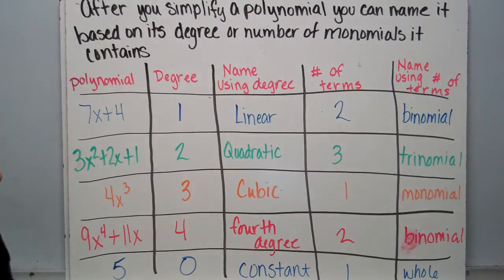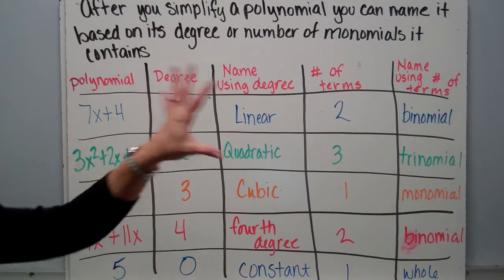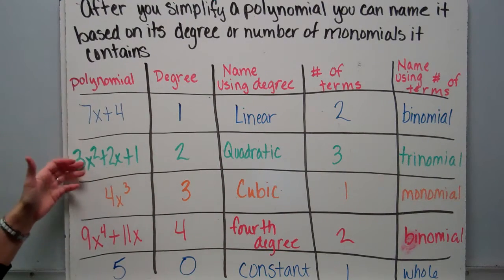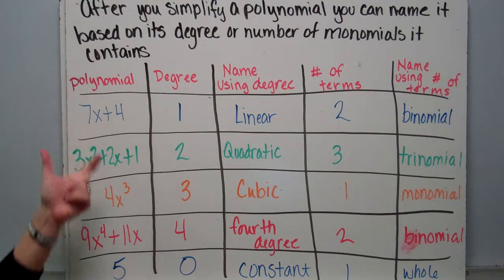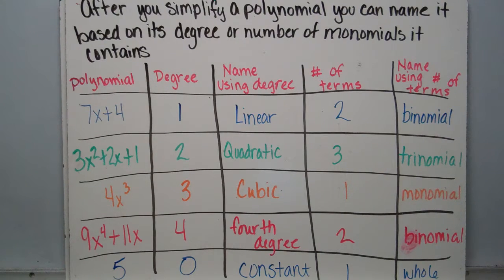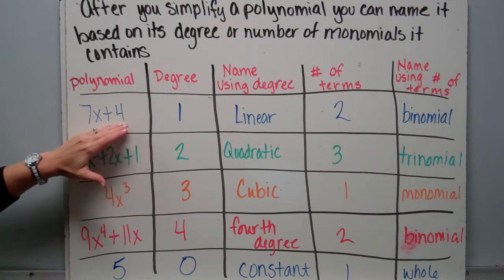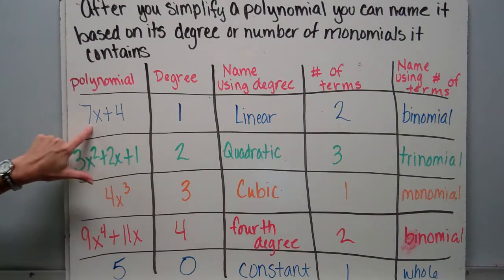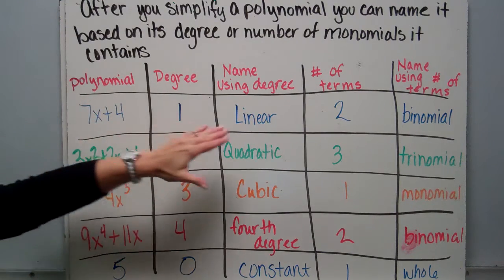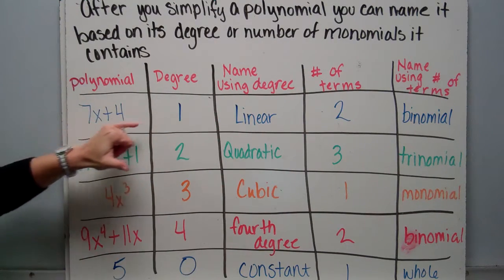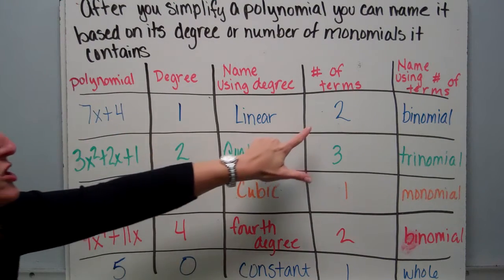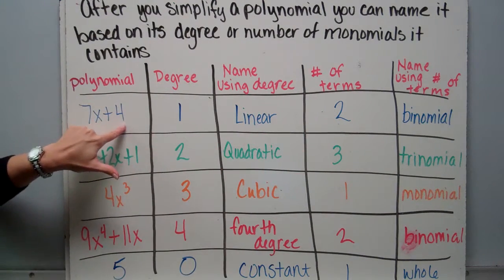After you simplify a polynomial, you can name it based on its degree or number of monomials that it contains. So I have this large chart here. Here I have some polynomials. Notice they are all written with decreasing degrees. So here I have 7x plus 4, which has a degree of 1 because of the understood 1. This is linear. Hopefully you recognize this is in slope-intercept form. It has two terms, 7x and 4.